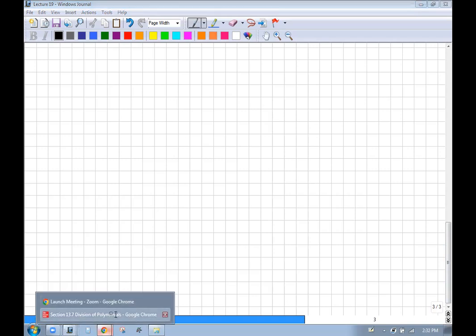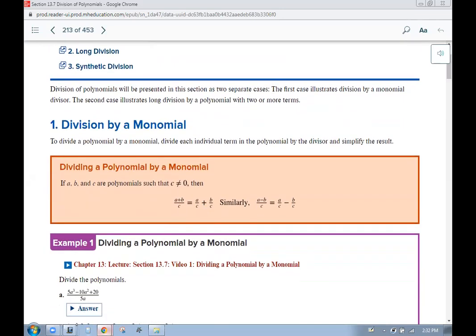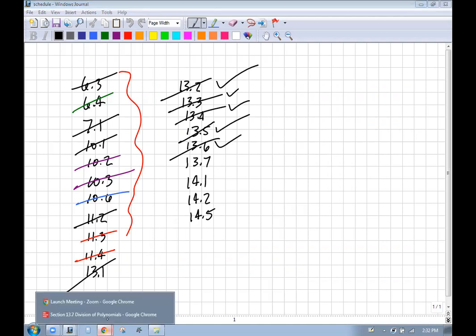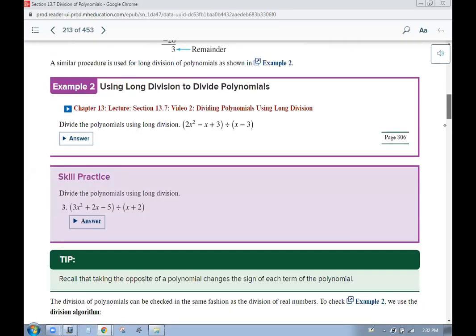Take advantage of that. Last time we were in 13.7, I think. Yeah, we're in 13.7. So you can see here all the sections for which we've done that you need to have done the ALEKS homework. Okay. 13.7, we did example 2.